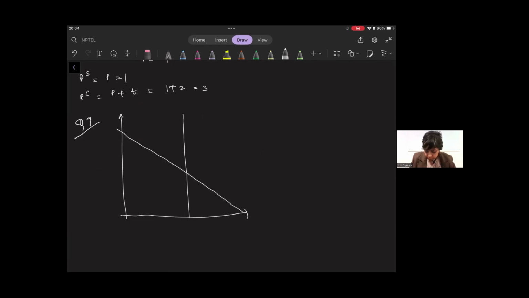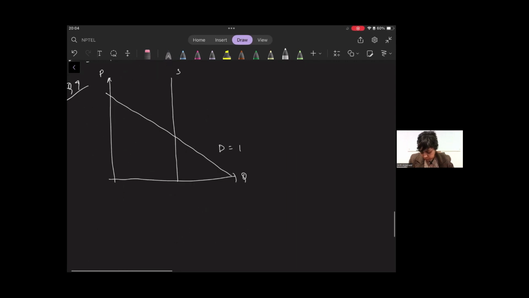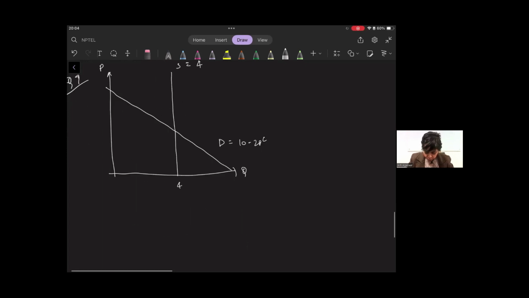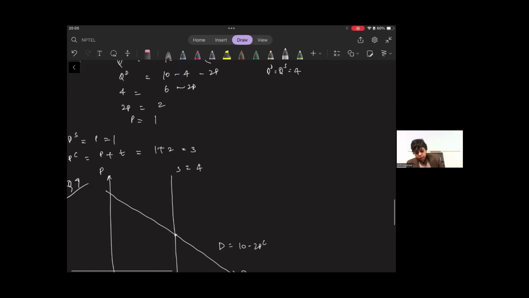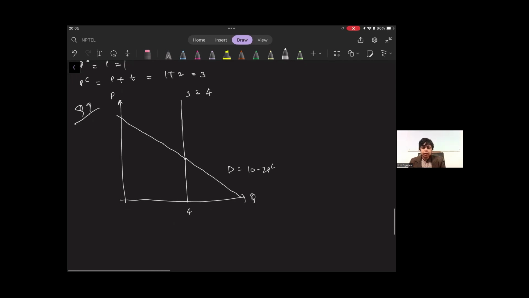This is your demand function. This is your supply. Okay, demand is 10 minus 2p, right? And this is 4. Now, in equilibrium, we know what happened in equilibrium, right? So, okay, yeah, somebody has answered. That is great. So this is the equilibrium value.